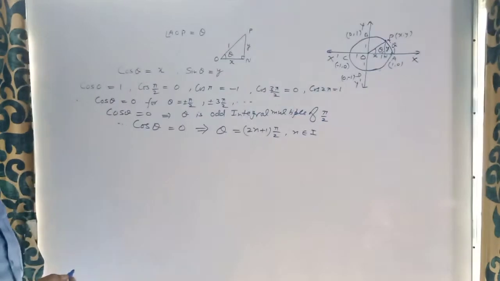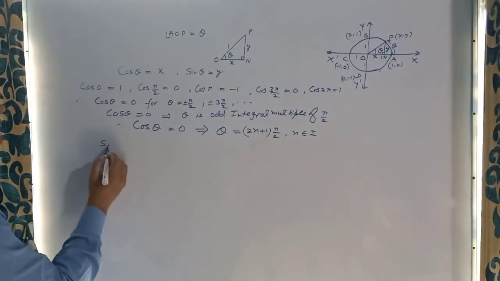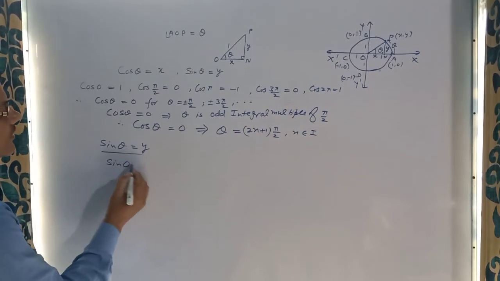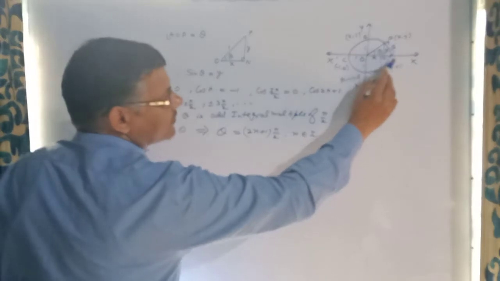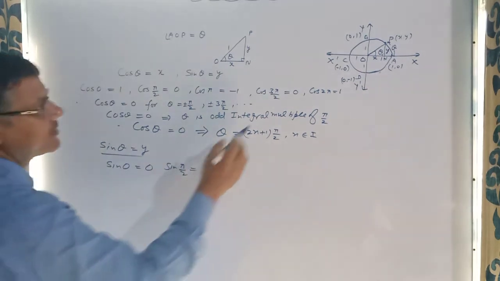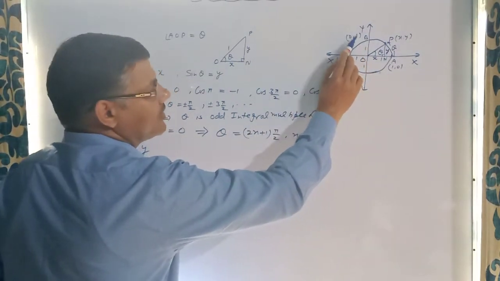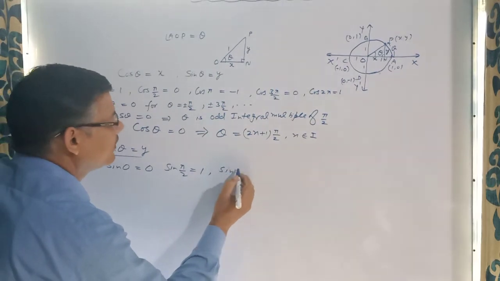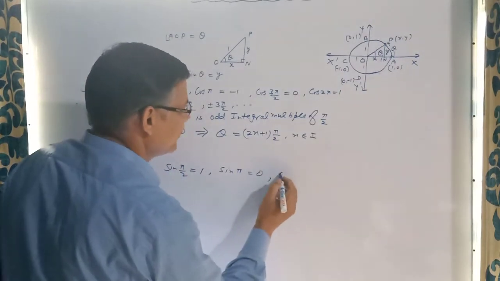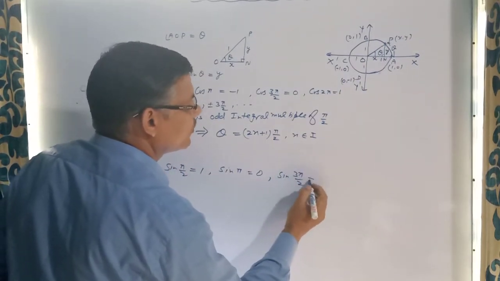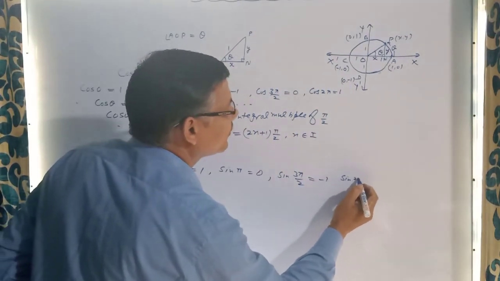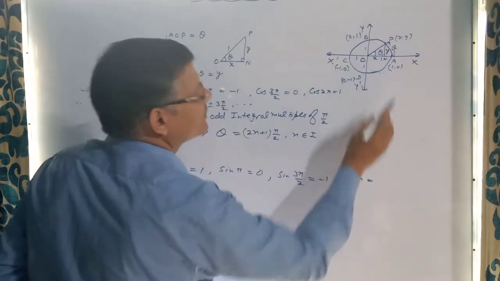Similarly, we can get the values of sine. Sine is y. So we write sine 0 at point A. What is the value of y? 0. Sine pi by 2: what is the value of y at point B? That is 1. Sine pi: what is the value of y at point C? This is 0. Sine 3 pi by 2: here the value of y is minus 1. Then sine 2 pi: the value of y is 0.